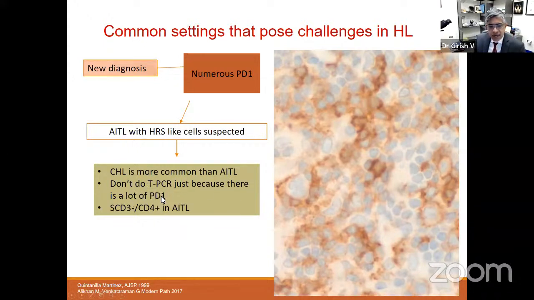I see this time and again, and of course, there are certain flow populations that are common in AITL that you can look for by flow. This is an adjunctive thing that you can potentially do. But yes, numerous PD1s does not equal T-cell lymphoma.